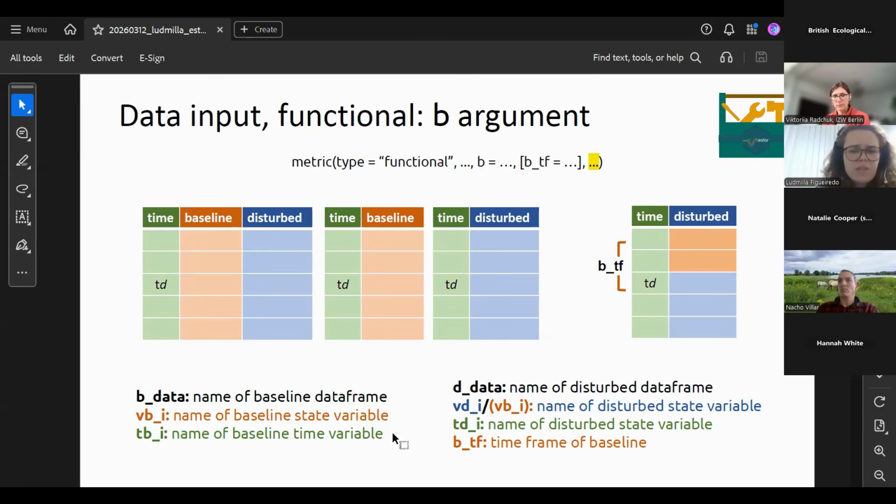And there's something I forgot to say, I'm sorry. This is all for what we call the functional metrics, right? The ones that are based on a single state variable that you're going to compare across two systems.